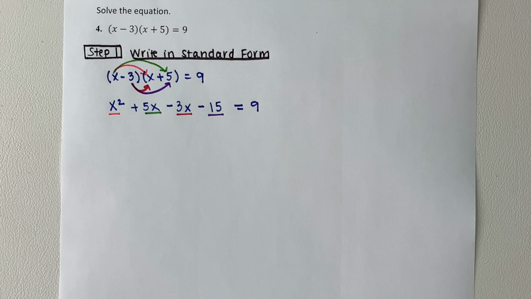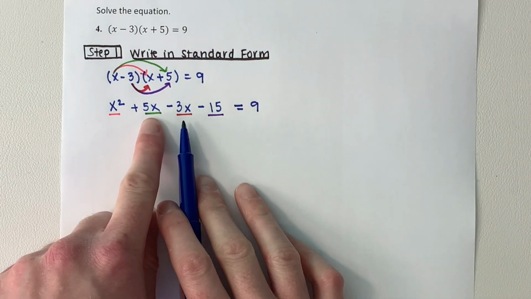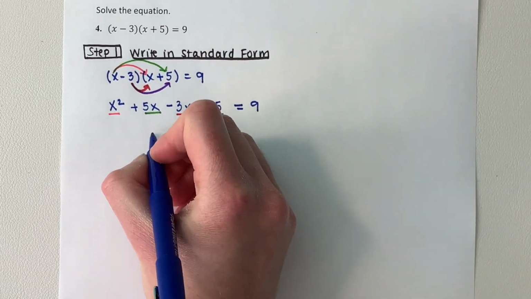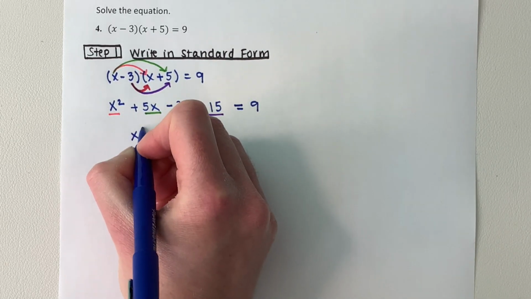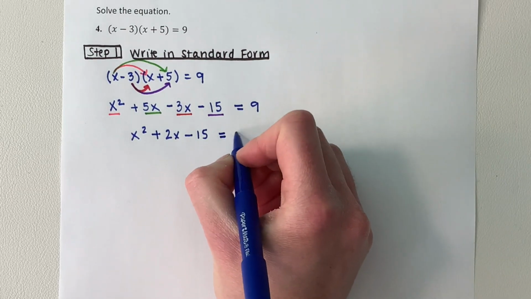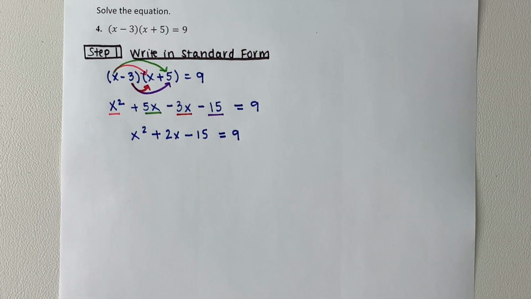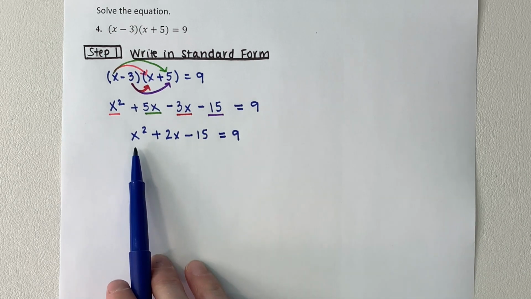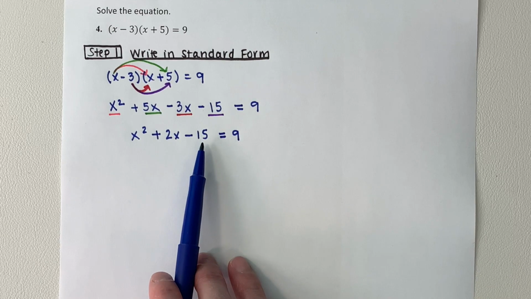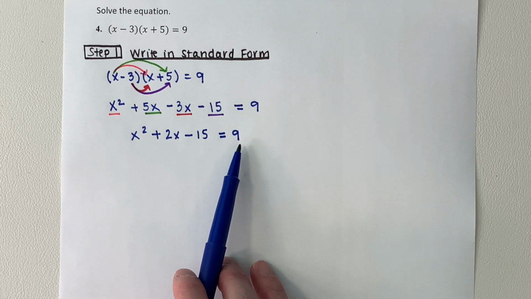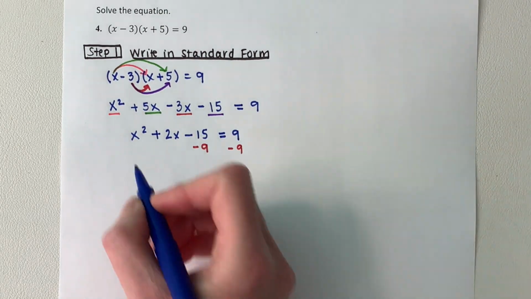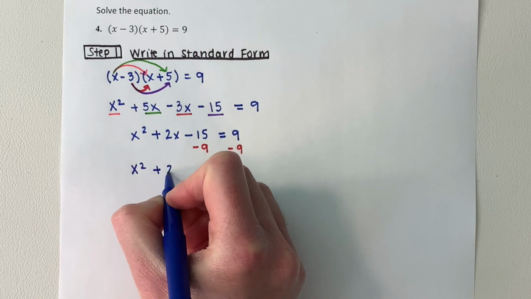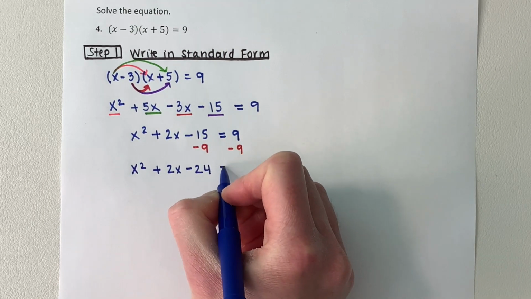And now we'll just combine some like terms. If we take 5x minus 3x, that will give us a positive 2x, and we'll bring down the minus 15 and the x squared. And we'll make sure to keep this equal to 9. Now we're getting closer to standard form. Our equation is written with no parentheses. Our variables have the exponents written in descending order. The only thing we still have to fix is that our equation is not equal to 0. So let's subtract 9 from both sides to get our equation equal to 0. That will leave us with x squared plus 2x minus 24 is equal to 0.